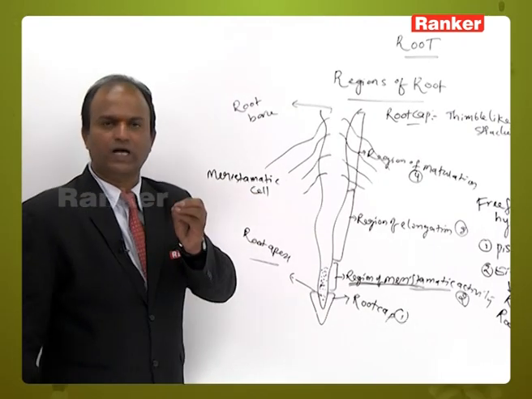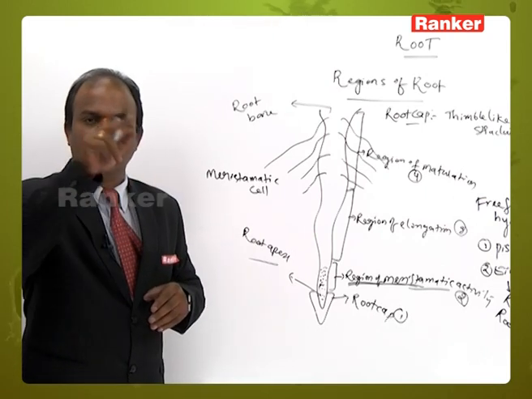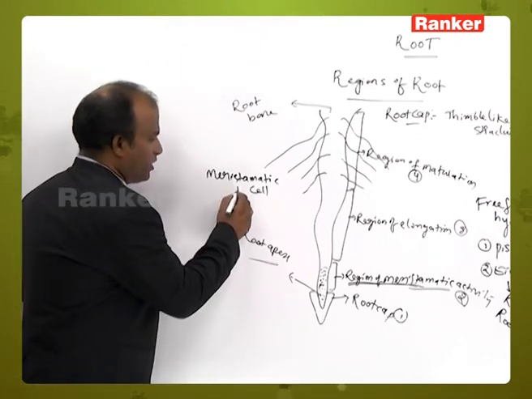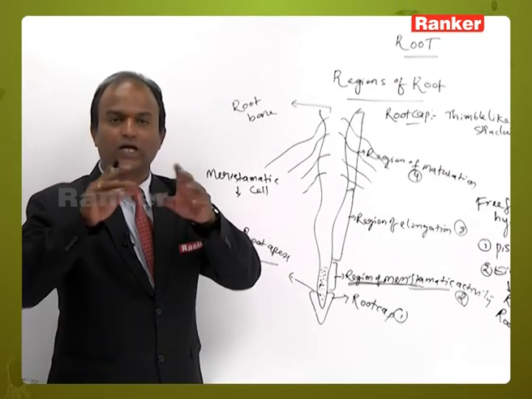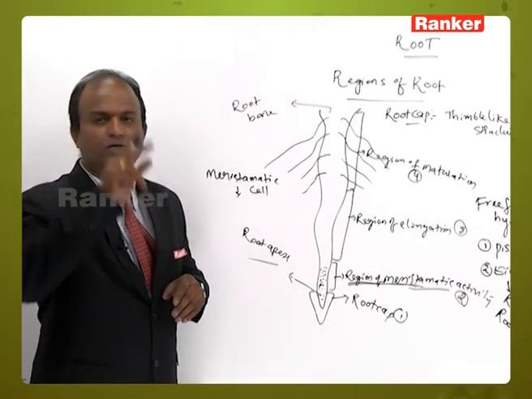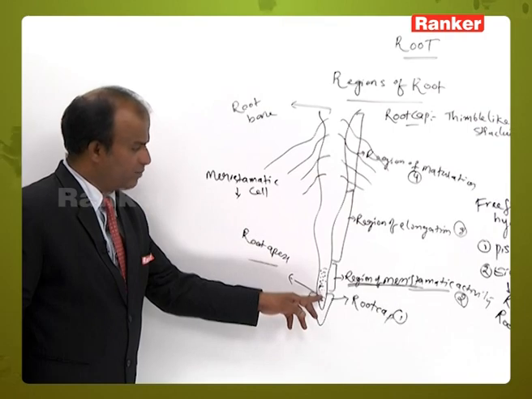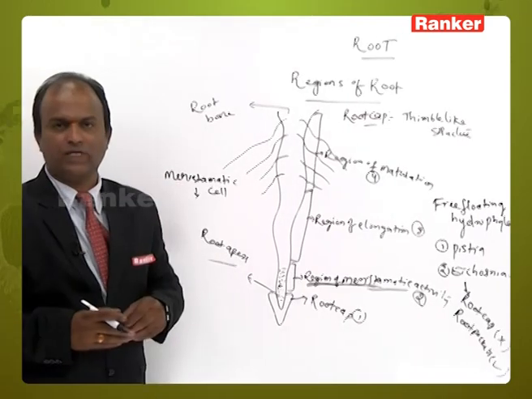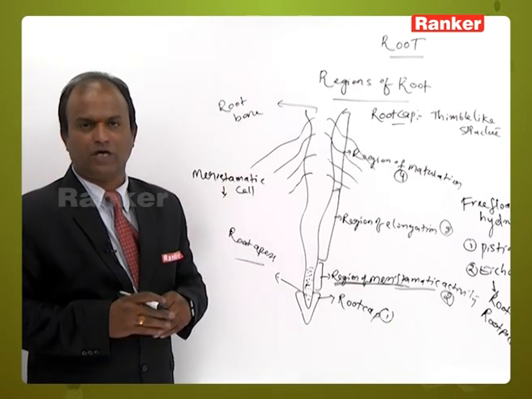What is meant by meristematic cell? A cell which has the capacity to undergo division and redivision, producing more number of new cells. That means all meristematic cells present in the region of meristematic activity undergo mitotic divisions, due to which more number of new cells are produced.